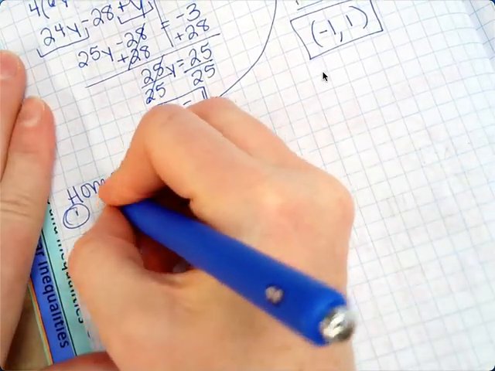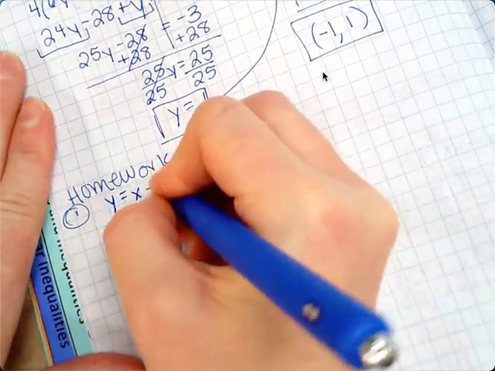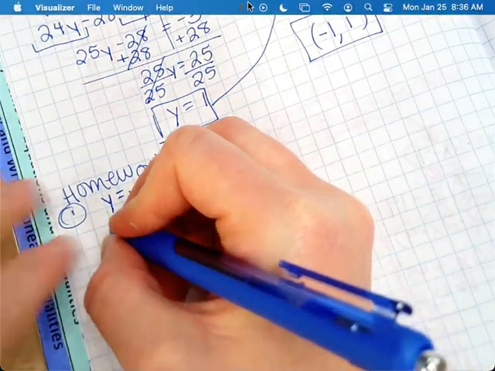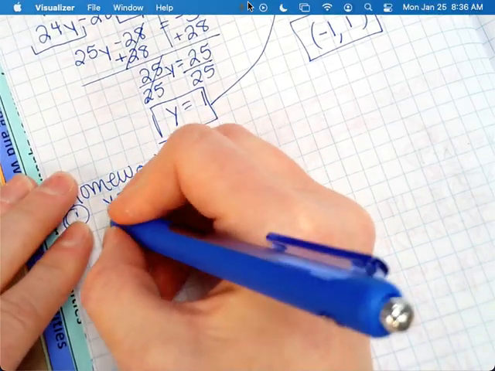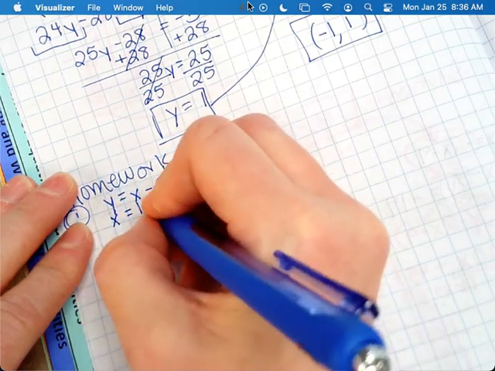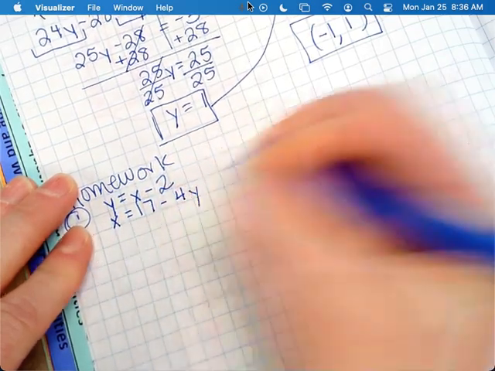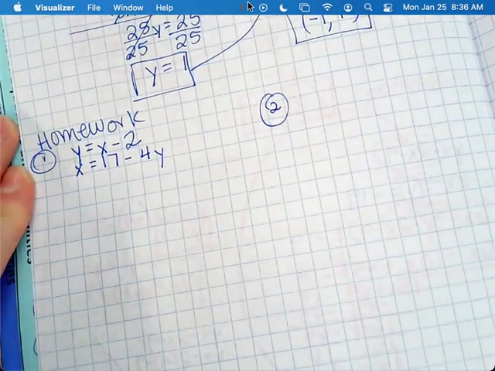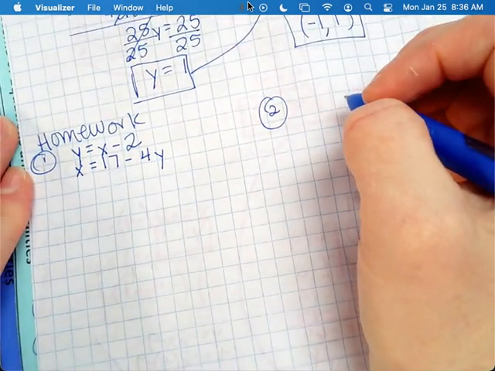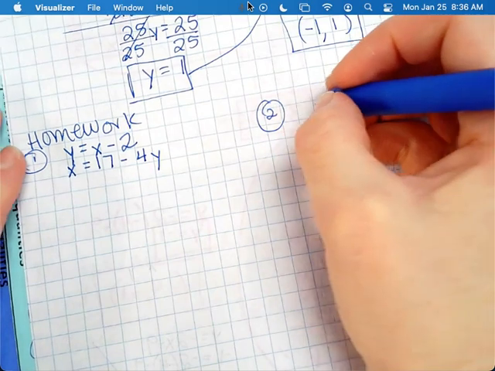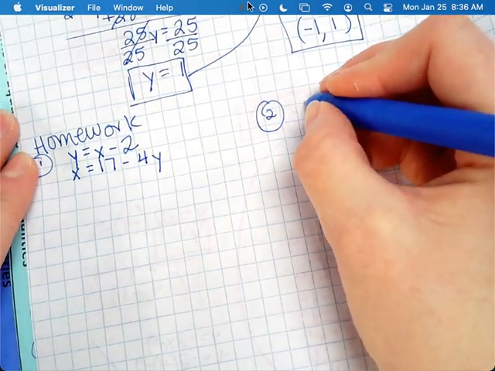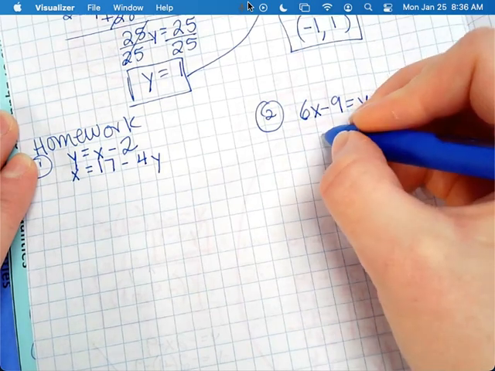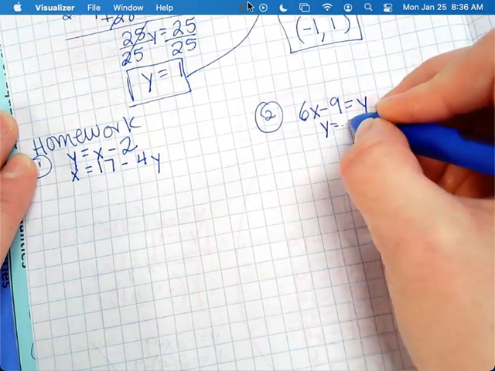Okay. y equals x minus 2. And then x equals 17 minus 4y. Then number 2. Hold up, there's multiple? What do you mean? Yeah, there's 2 problems. Number 2: 6x minus 9 equals y. And then the other one is y equals -3x.